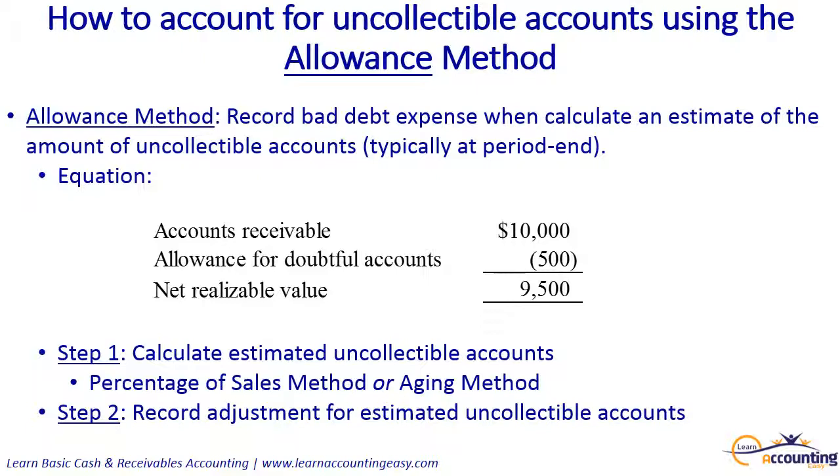So moving down to step 1, what we need to do with the allowance method first is we need to calculate our estimate for uncollectible accounts. And there are 2 methods for doing this. We'll look at both of those methods. Once we've made that estimate, step 2 is to go ahead and record an adjustment in the books for the estimate we've made.